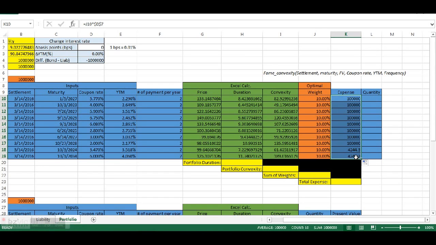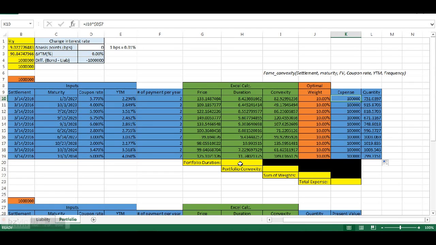If we have 100,000, the quantity is our expense to buy bonds divided by their price. So how many bonds should we buy using this $100,000?